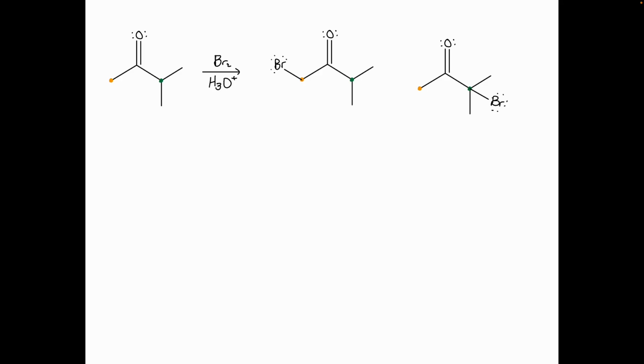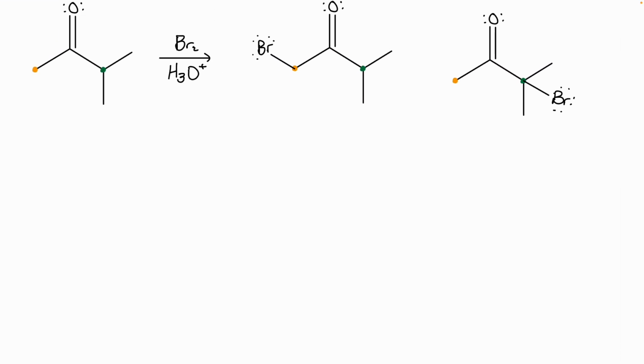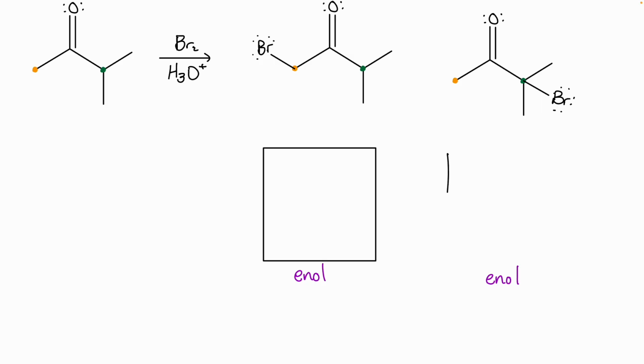All right, and I'm going to tell you that only one of these two products form. And I want you to try to figure it out by drawing our enol intermediates that would lead to either one of these products here. So what enol would I use to form the product on the left? What enol would I use to form the product on the right?